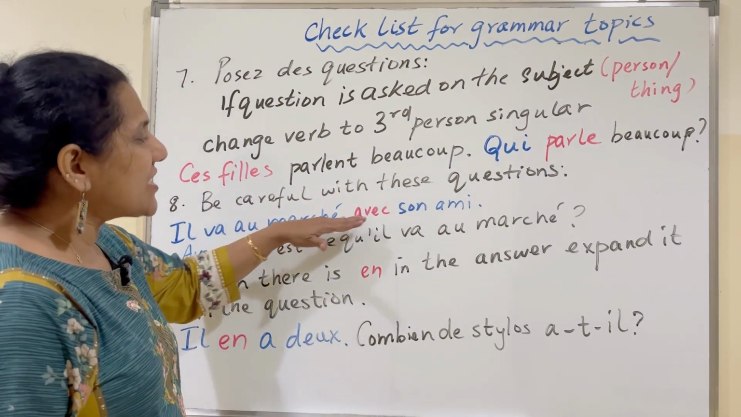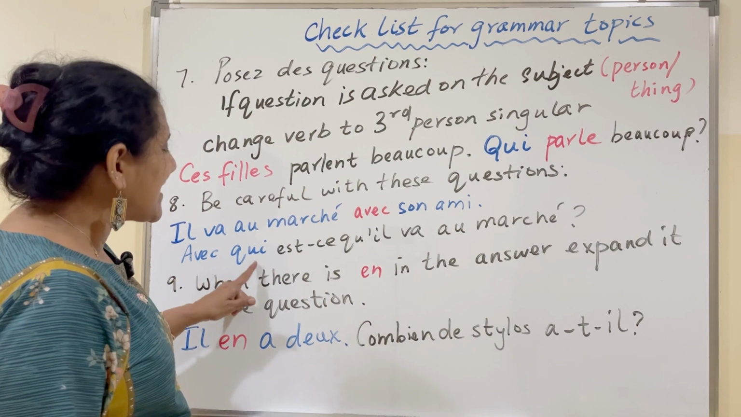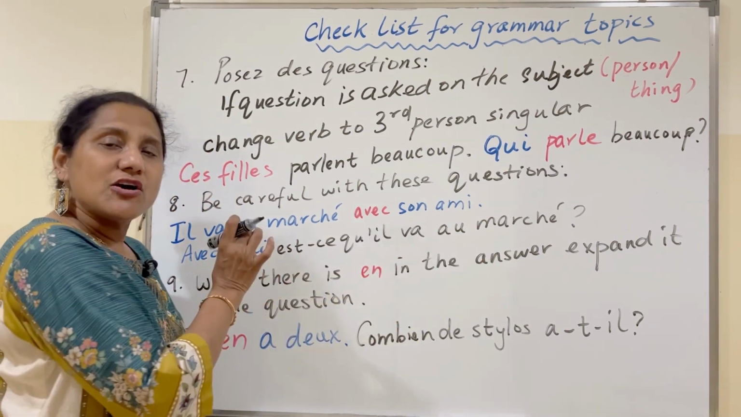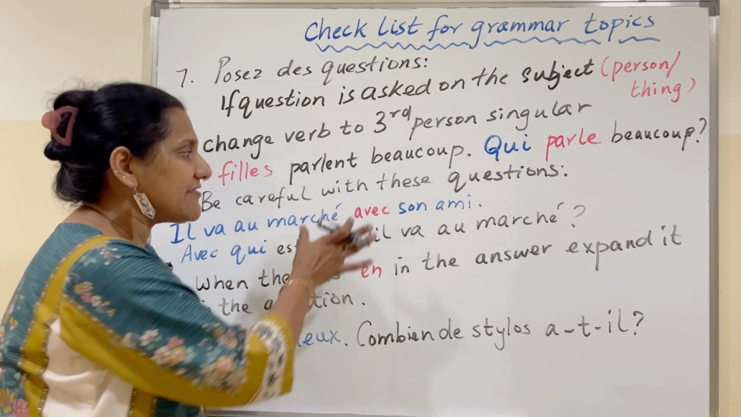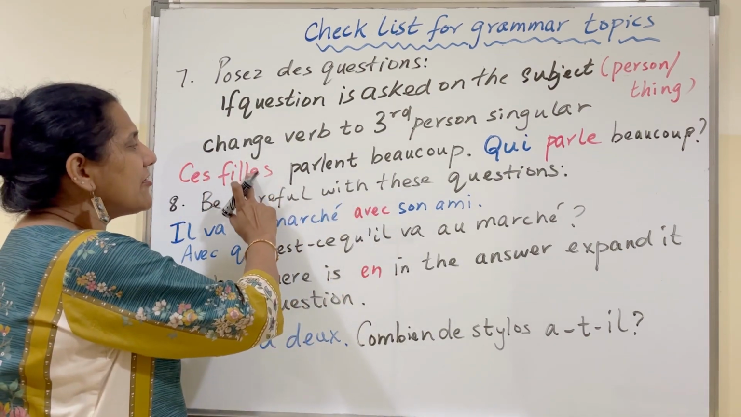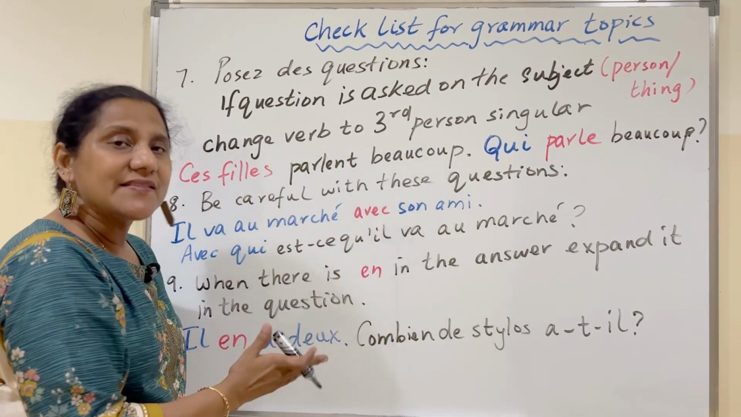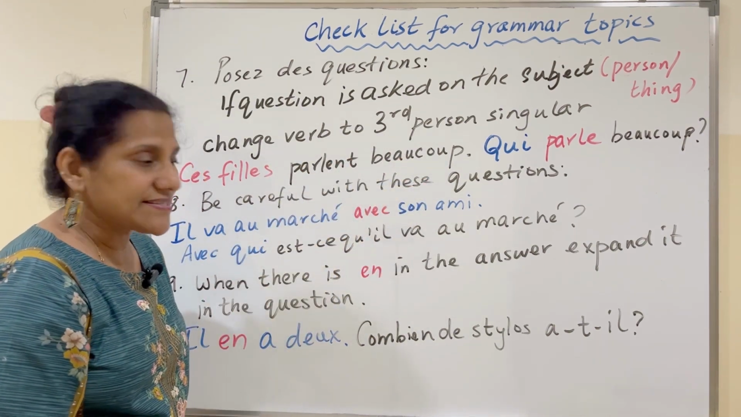Il va au marché avec son ami. Avec qui est-ce qu'il va au marché? You need to put the avec before qui. Go through my poser des questions part 3 for details on this. And here, remember that even if there is an adjective placed here, then the adjective also becomes singular.